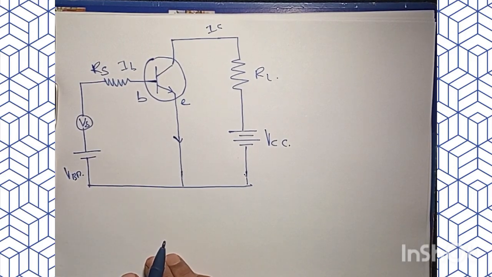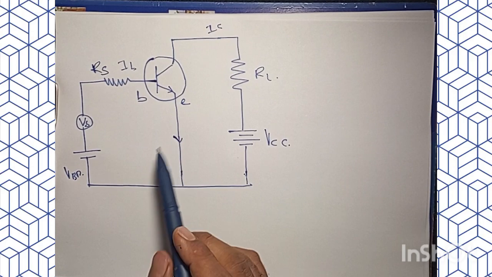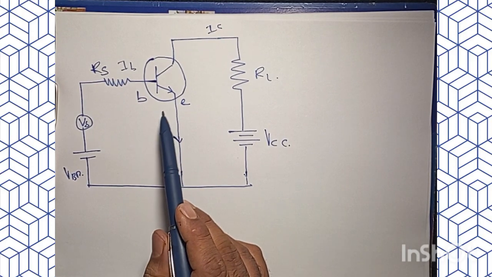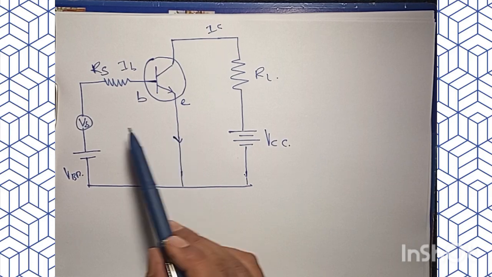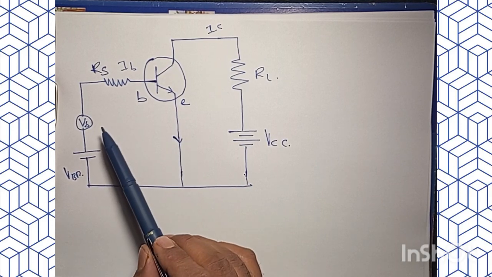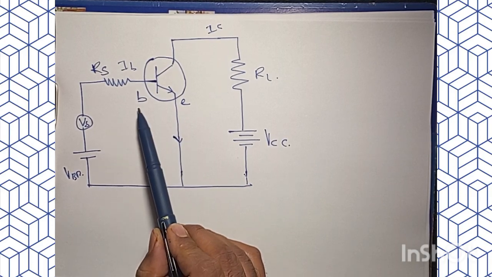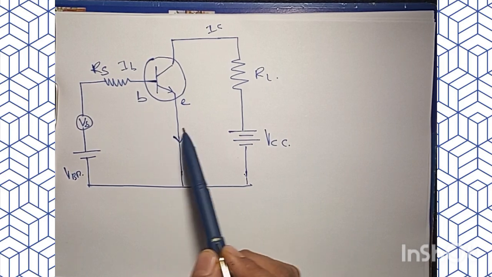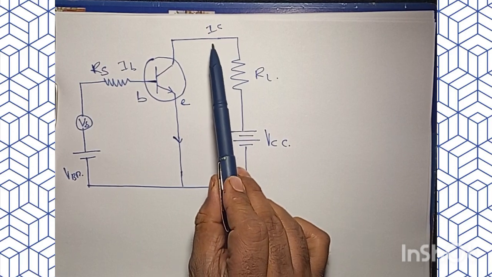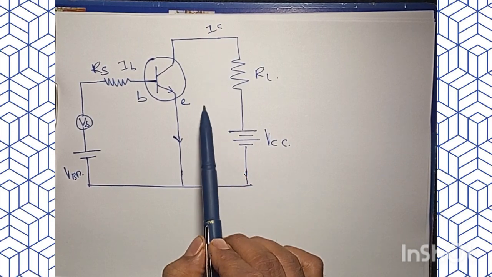All right. Now, when I consider this NPN common emitter configuration of a transistor, the input signal, as you can see, is applied between base and emitter, and the output signal is drawn between the collector and the emitter.